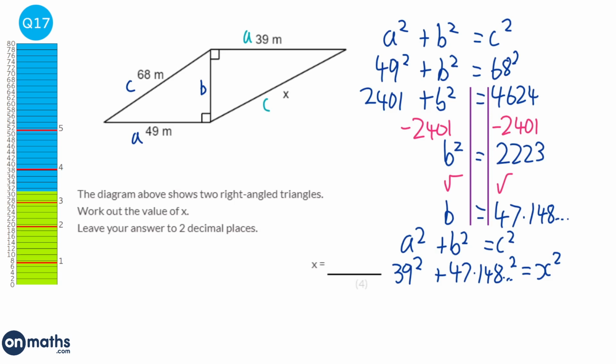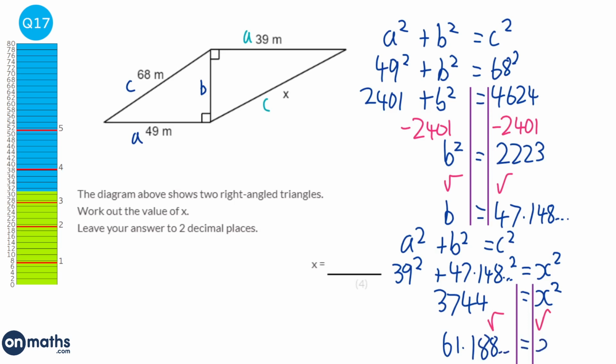So we do 39 squared plus 47.148 squared, and that will be 3,744 equal to x squared. And we'll just get our lines in because we need to square root both sides, and we get 61.188 blah blah blah is equal to x. It says it wants its 2 decimal places, so that will be 61.19.